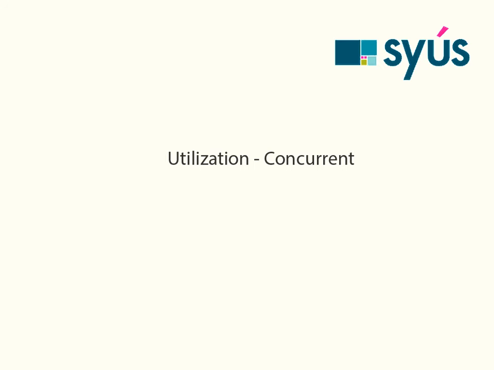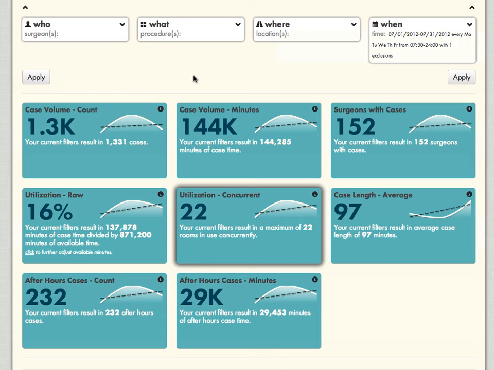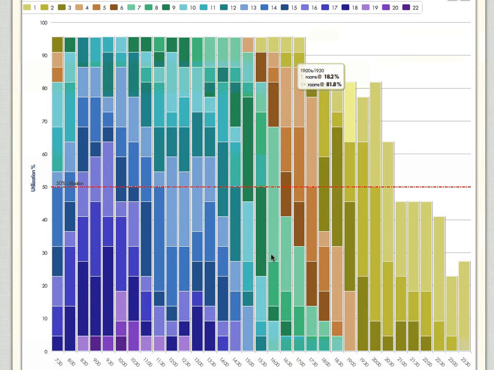Utilization concurrent is a measure we've had in our application for a while, but we've made some changes we think for the better. Concurrency is a number of cases running at one time as a percentage of time, or how many cases are running concurrently. The Utilization Concurrent tile will show the maximum number of rooms in the date range and time interval you have selected. The smaller the time interval you select, the more clear a picture you will receive.